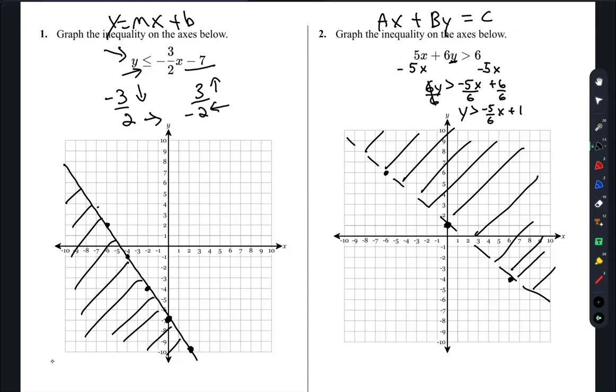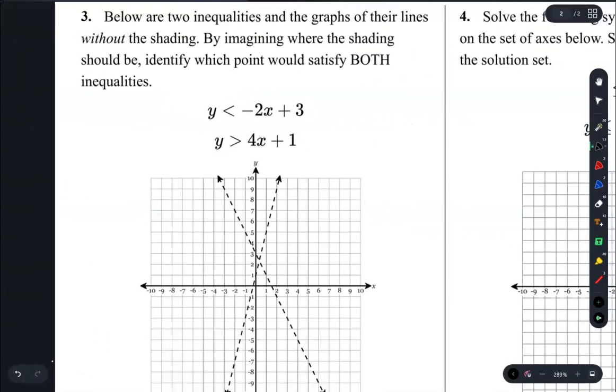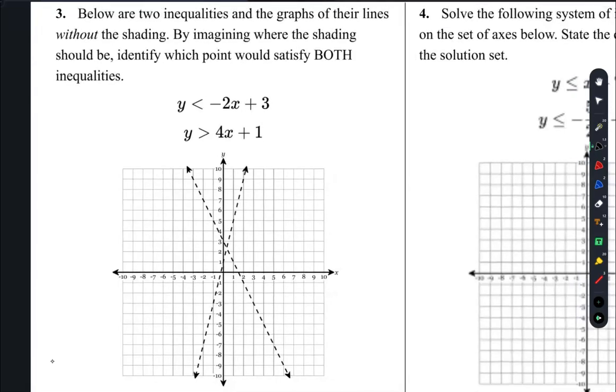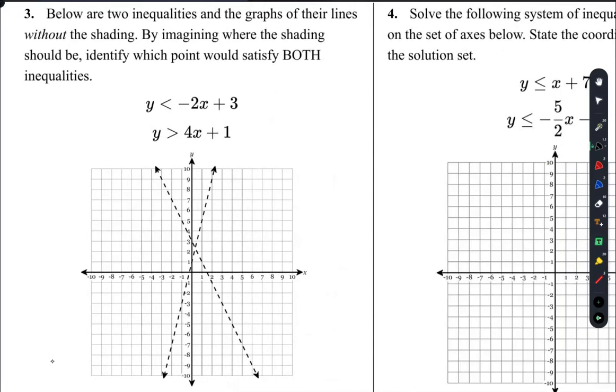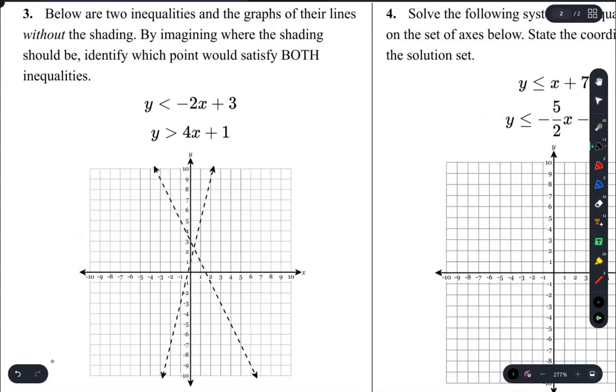All right, now let's take a look at number 3. Here we've got two inequalities. It says below are the two inequalities and the graph of their lines without the shading. By imagining where the shading should be, identify which point would satisfy both inequalities. On a computer, you would have to imagine it, but with this being on paper, I'm just going to draw where the shade should be.